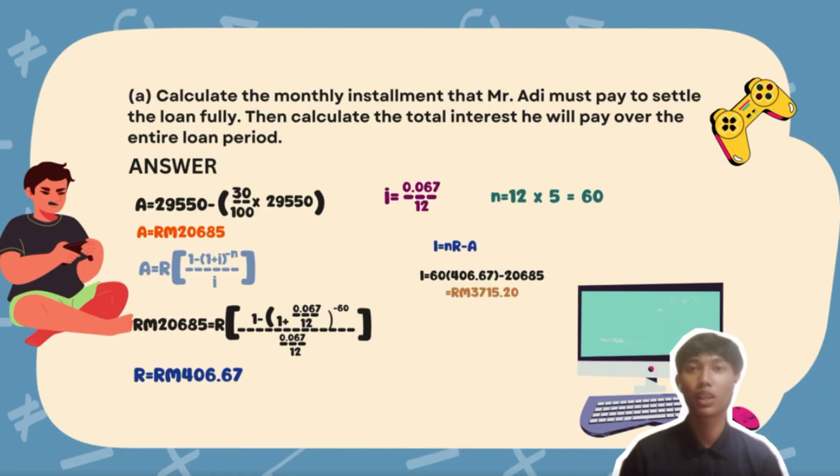My name is Muhammad Adam Fahmi and I will explain the next question. Firstly, Mr. Adi paid 30% of 29,515 ringgit as a down payment. So that means the other 70% will become the loan amount. After that, I continued by using the correct formula for this question, which is the present value formula. After all the calculation, we know that he should pay 406 ringgit 67 cents each month to complete the loan.